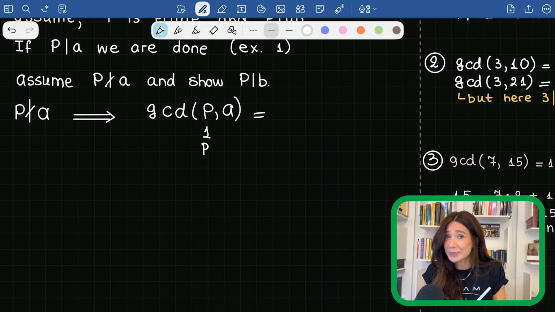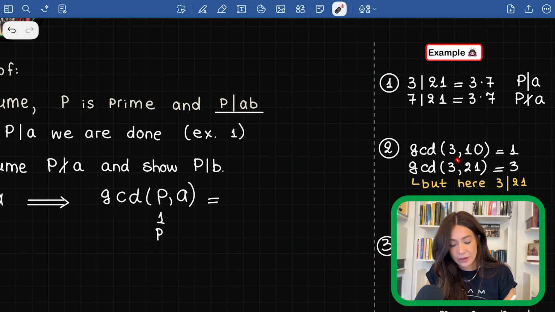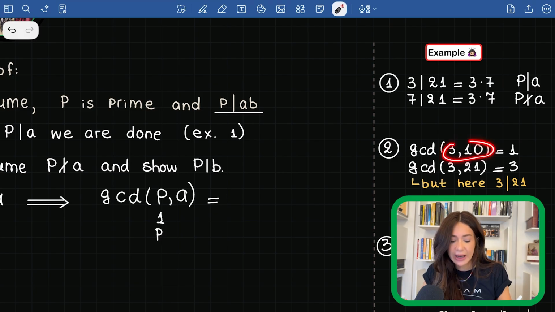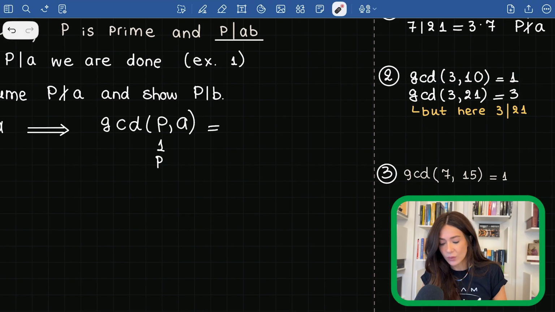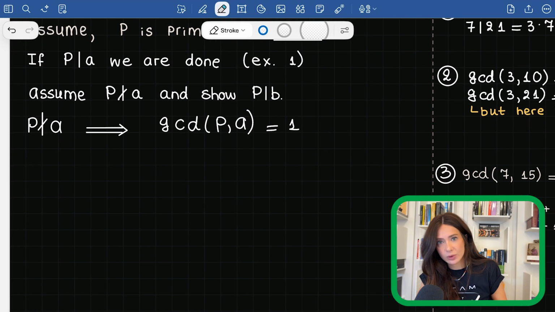So it could be P itself. But anytime the greatest common divisor is P itself, you're dealing with a situation like this, where 3 is the greatest common divisor, but then in that case, P divides A. And we said that P doesn't divide A. And in that scenario, it's always 1. Okay, so that's the only possible option there.